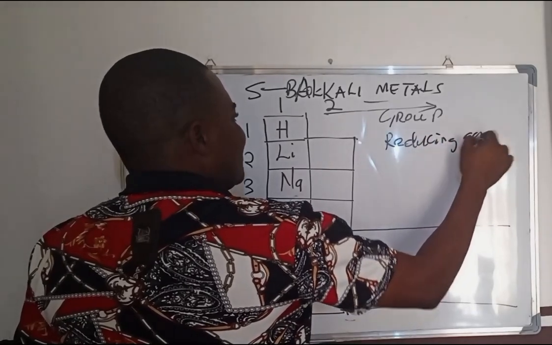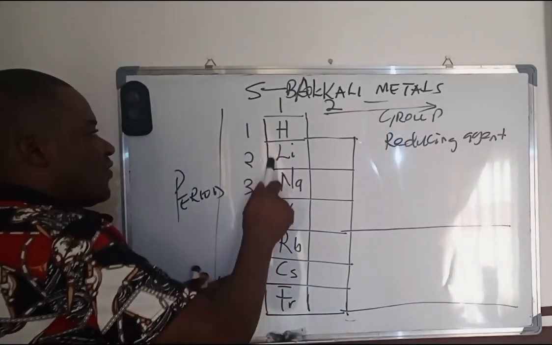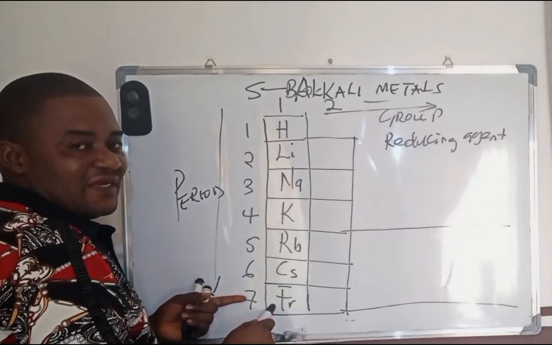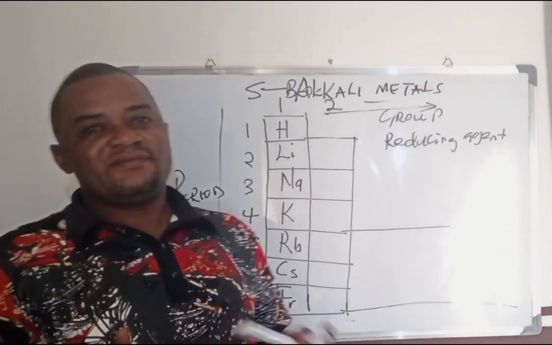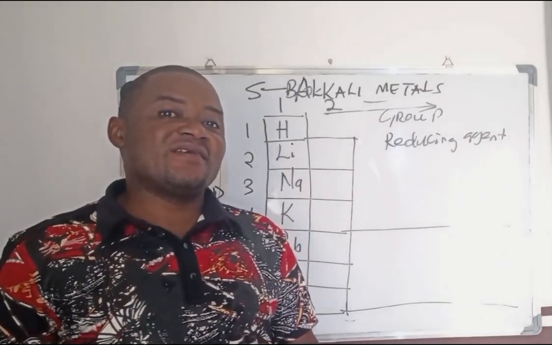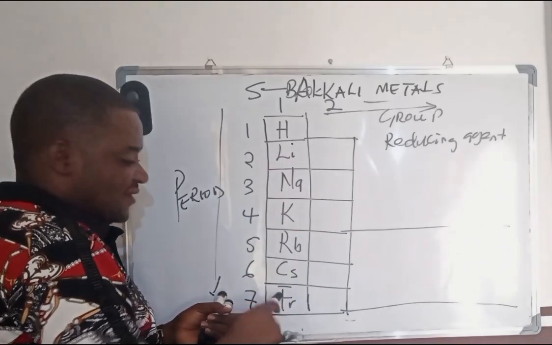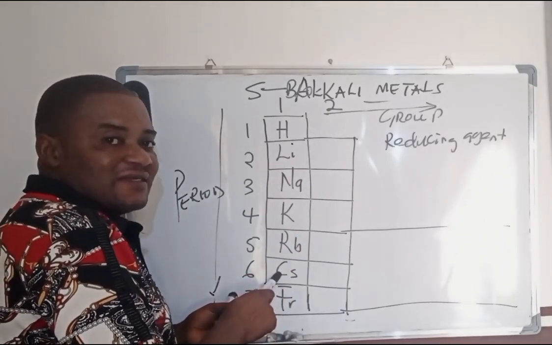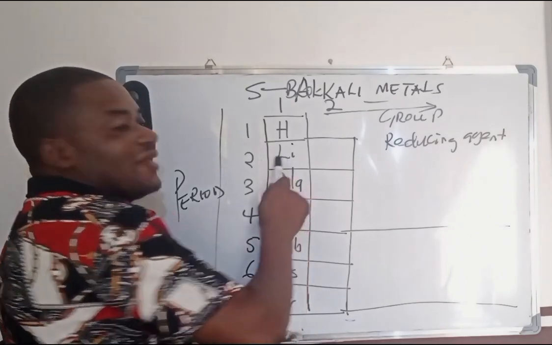They are reducing agents. And we say that as you move from the top of the table, coming down the group, the reducing tendency increases. That is, there is increased reducing tendency. So francium is more a reducing agent than cesium, and cesium is more a reducing agent than lithium.